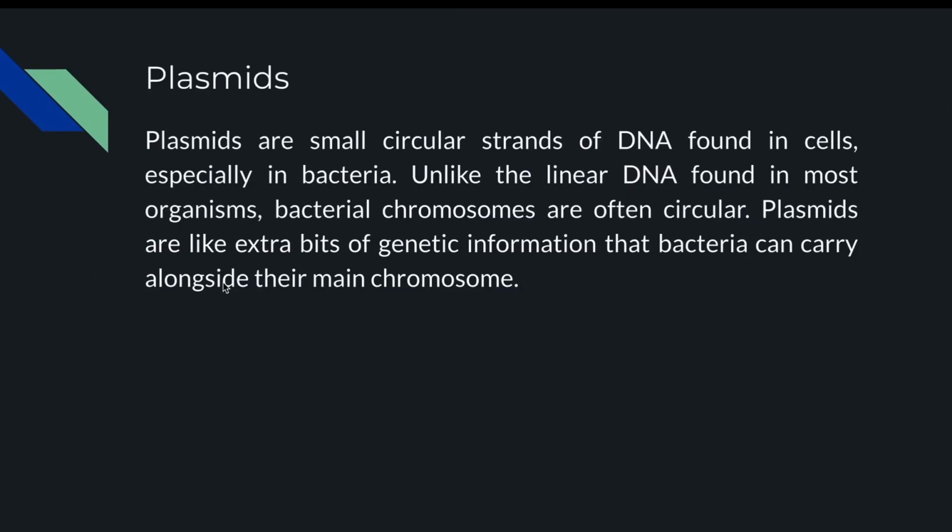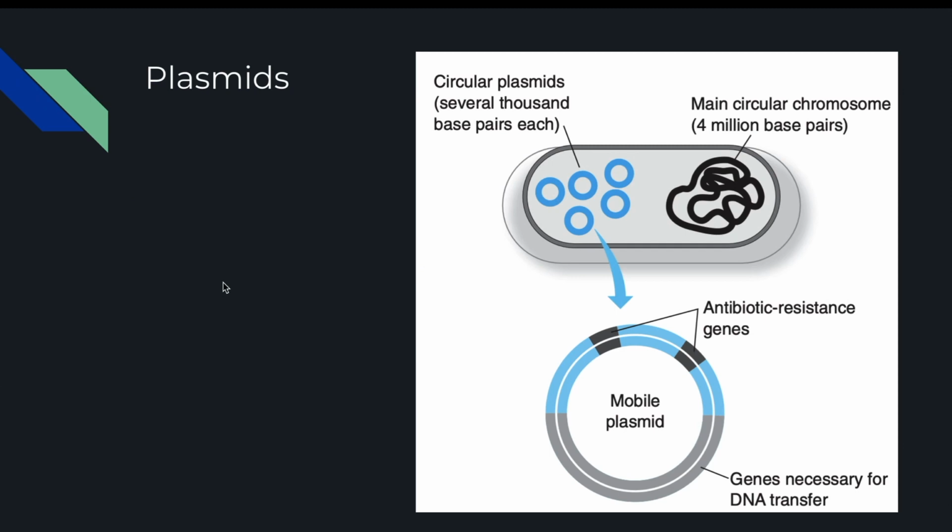Plasmids. Plasmids are small circular strands of DNA found in cells, especially in bacteria. Unlike the linear DNA found in most organisms, bacterial chromosomes are often circular. Plasmids are like extra bits of genetic information that bacteria can carry alongside their main chromosomes. Plasmids are small extrachromosomal DNA duplexes that carry genetic information.